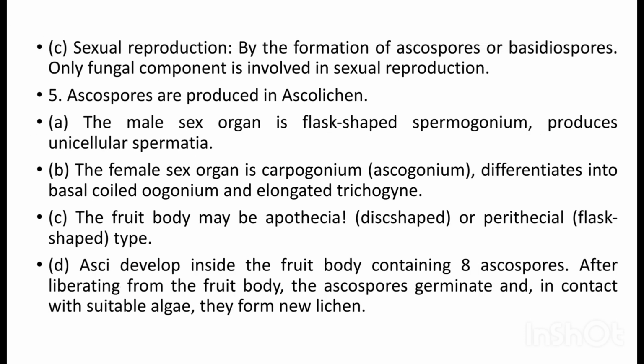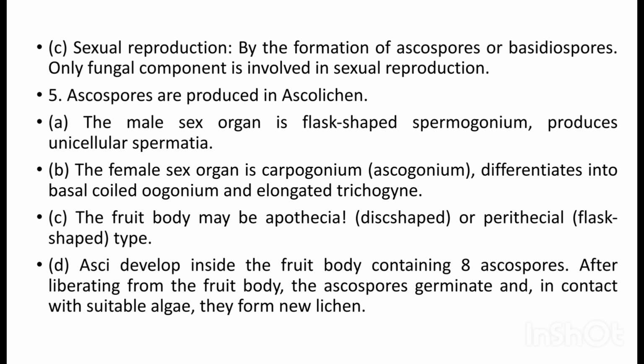Then sexual reproduction occurs by the formation of ascospore or basidiospore, and only the fungal component is involved in sexual reproduction. So when that fungal partner is an ascomycete, they produce ascospore, and when it is in the group of basidiomycetes, they produce basidiospore. So ascomycetes and basidiomycetes both are a group of fungus. Then ascospores are produced in ascolichen.